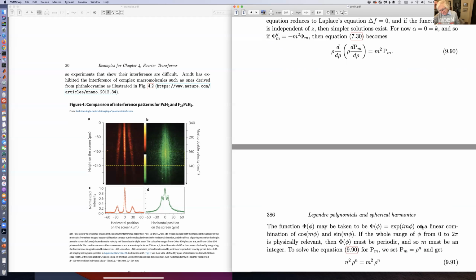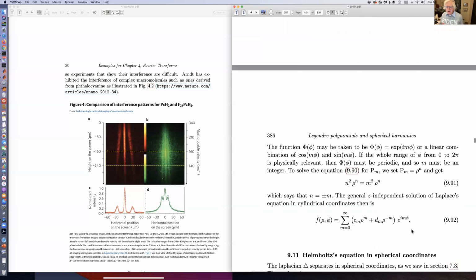Actually, I've got this a little wrong, right? Because I left out a 2 pi. No, I'm sorry, it is correct, because the 2 pi is built into phi. Okay, sorry.